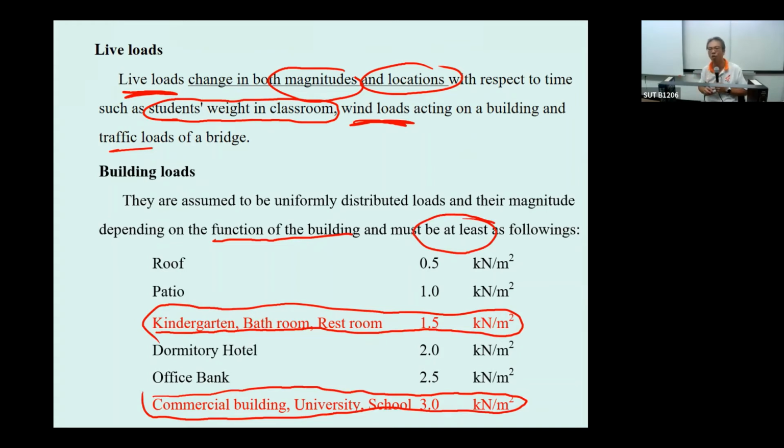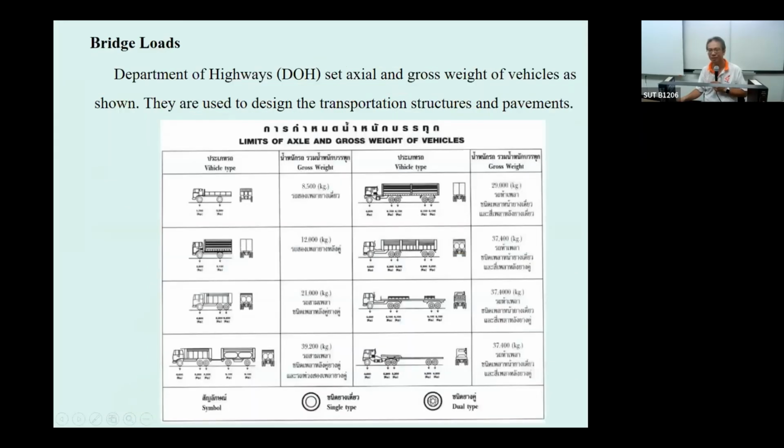You cannot use lower than this, but you can use larger than this. For example, if you have a commercial building and then you're going to build it as a car repair shop, you may use 1,000 kilogram per square meter if you like. Okay, if it's the bridge, you're going to follow the Department of Highway of Thailand to design that kind of bridge. If you work for the Department of Highway, you just follow that kind of code.